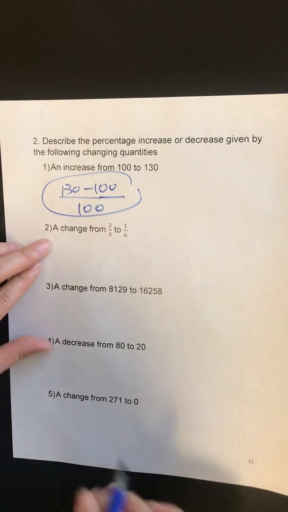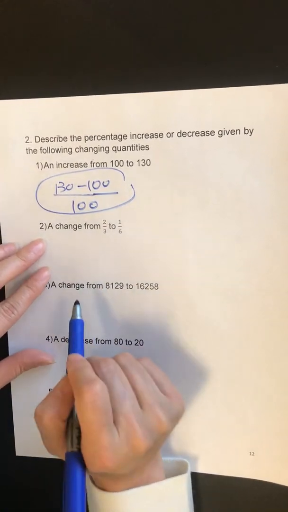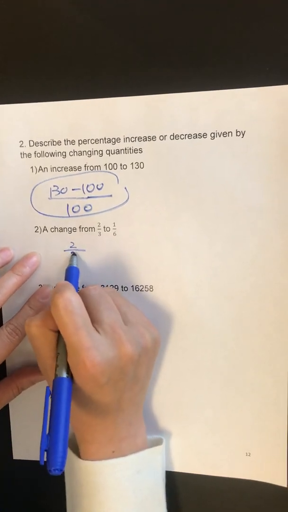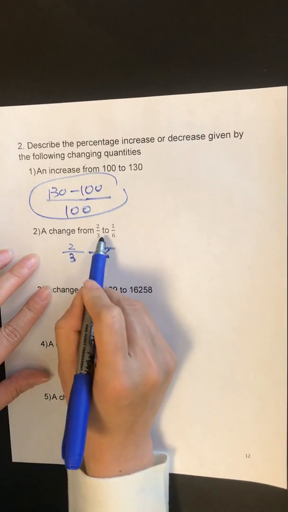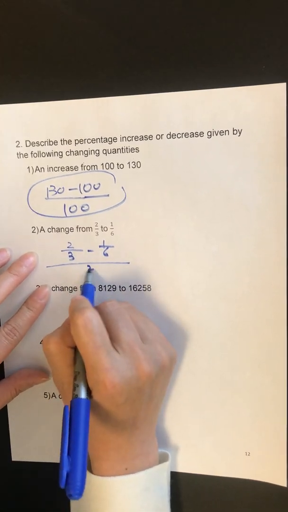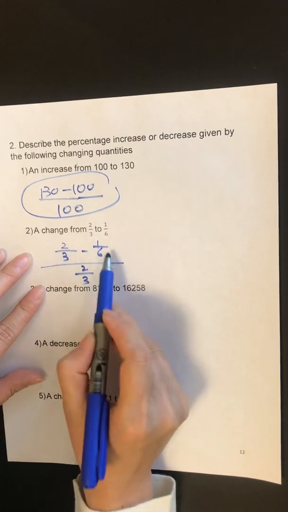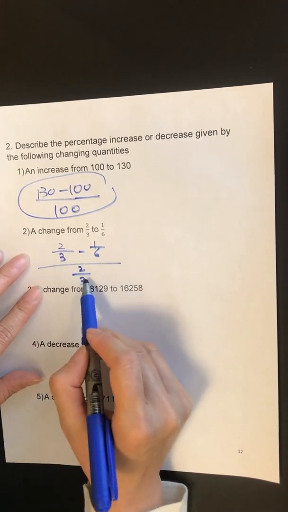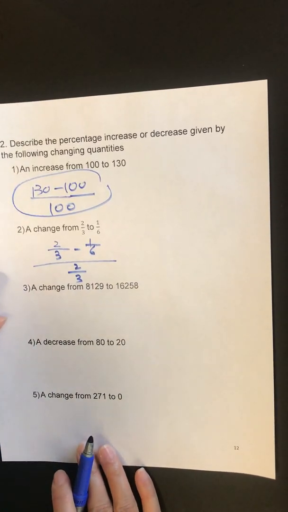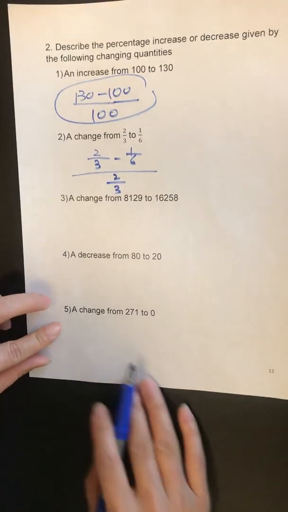A change from 2/3 to 1/6. This is a decrease. We want to see the decrease from the original number to the new number. Then we divide this number by the original number. So we carry out the numerator first, and then we divide by 2/3. The rest is similar. Let's look at the last one.